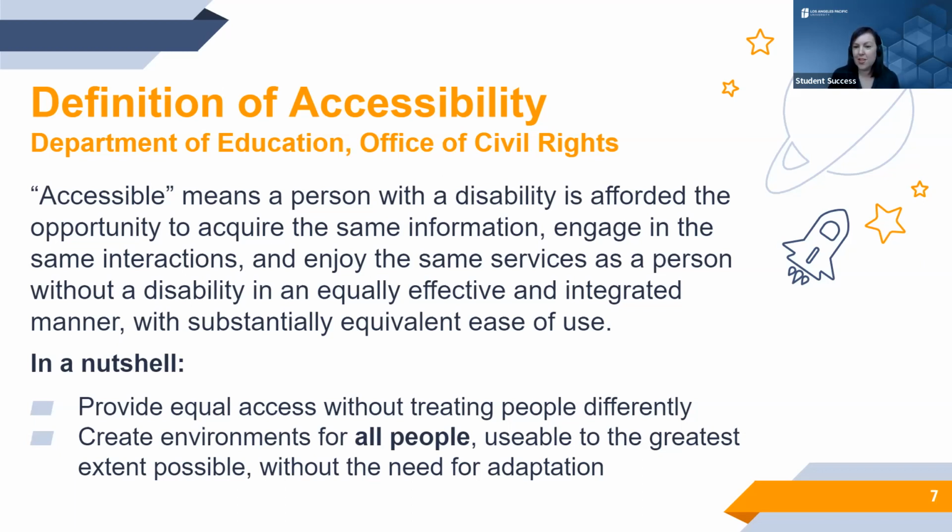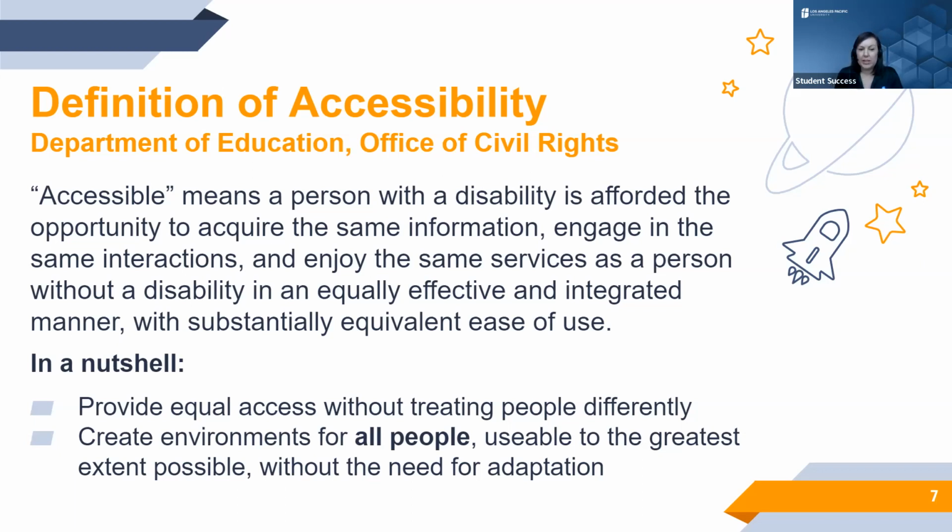So here's the definition. And this comes from the Department of Education and their Office of Civil Rights. And here's what they say. To make something accessible means that a person with a disability is afforded the opportunity to acquire the same information, engage in the same interactions, and enjoy the same services as a person without a disability in an equally effective and integrated manner with substantially equivalent ease of use.